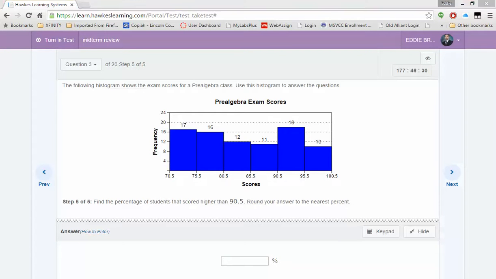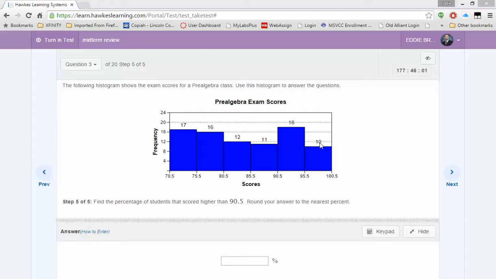Alright, and number 5. Find the percentage of students that scored higher than 90.5 percentage. So we need to make sure we make it as a percent. It says then round your answer to the nearest percent. Okay. So here's 90.5 right here. We want to know what percentage these two would make up of the entire group. So it's just part over total.